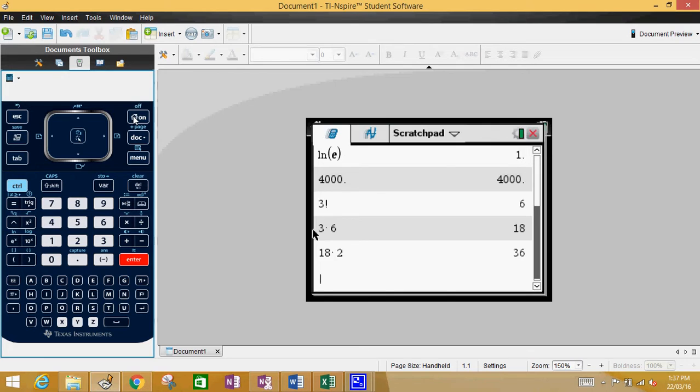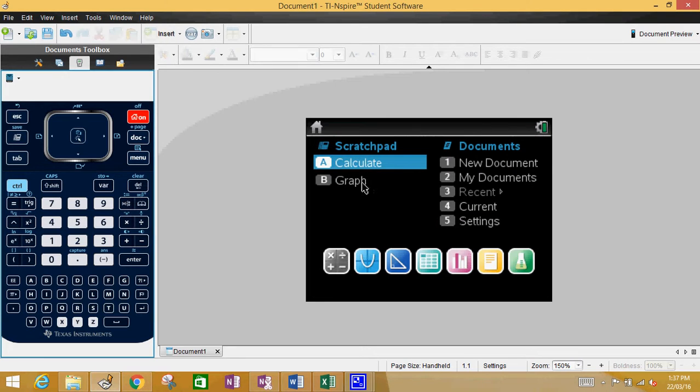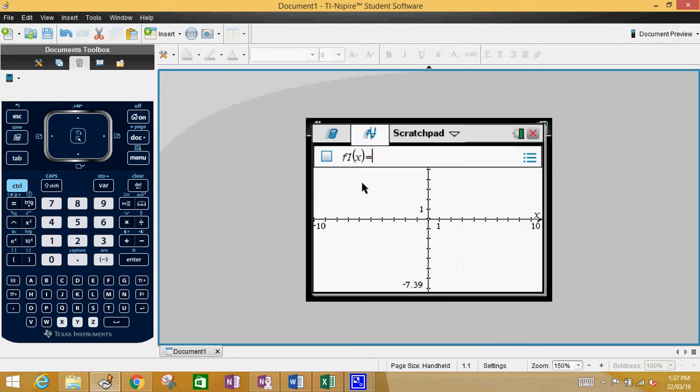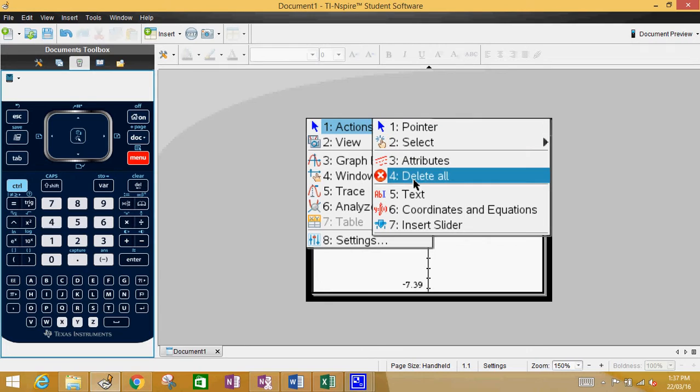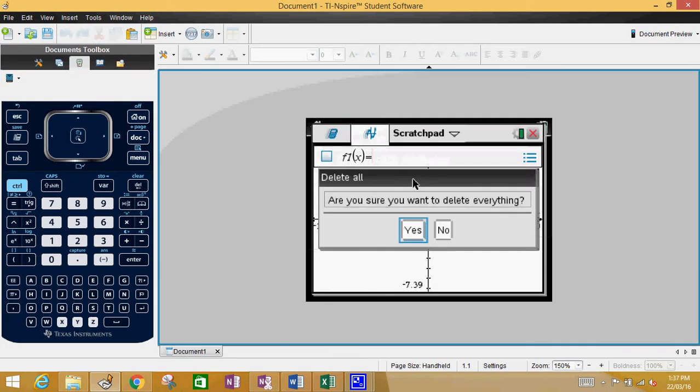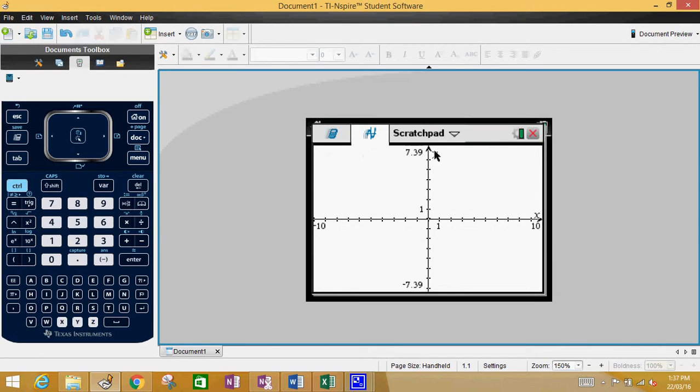Let's continue on. Next would be our graphing. When we are graphing, some of the buttons that you'll be using, probably the most ones you'll be using, is delete all. If you've already got a graph there and you want to get rid of it, you will be deleting all. I didn't have anything, but if I did, it would be deleting.